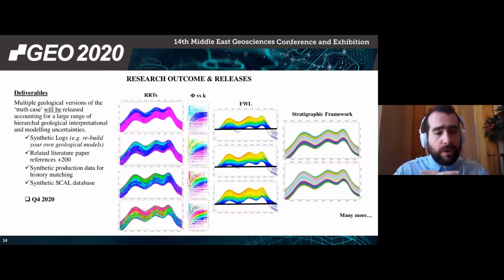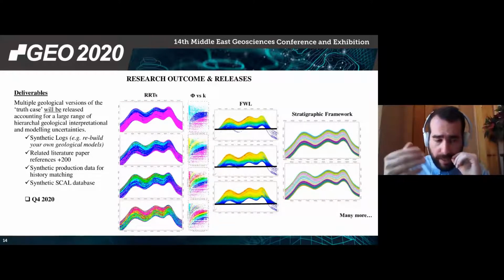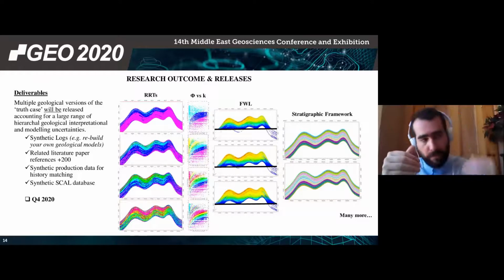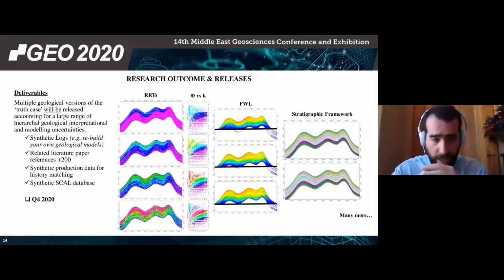Along with that, we'll have over 200 references, so paper numbers one can look at, and the synthetic production data that we have synthesized will be used for history matching. So as I had mentioned, we provide you the production data from our truth case, but we undisclose that truth case, but we then provide you multiple geological versions, and you can then test the behavior of one geological uncertainty on the production data, for instance. The SCAL database, the 86 cap curves will be provided, and this is all planned in Q4 2020.